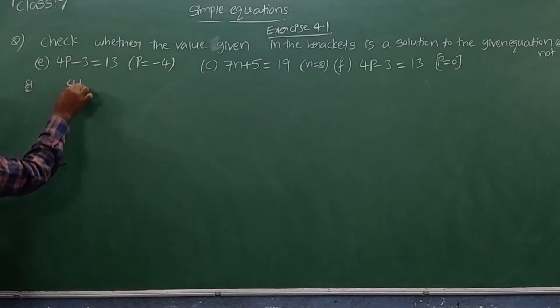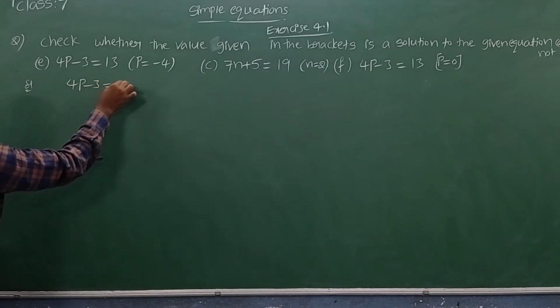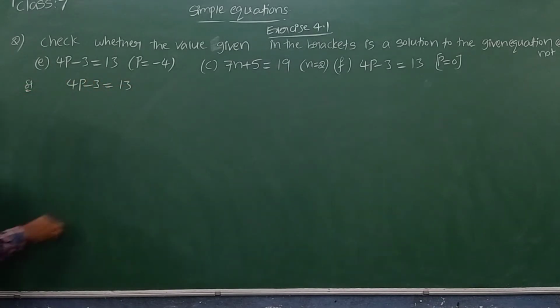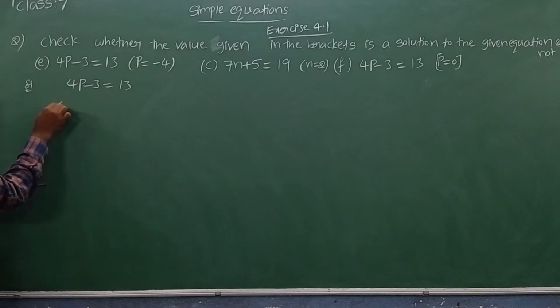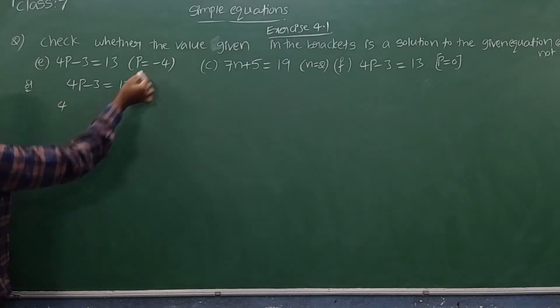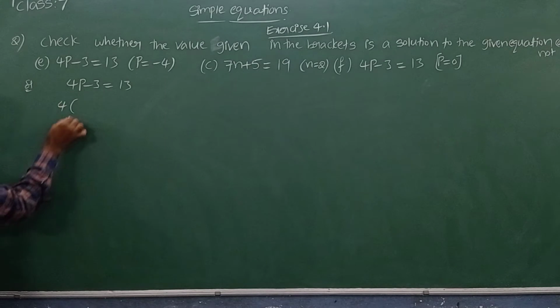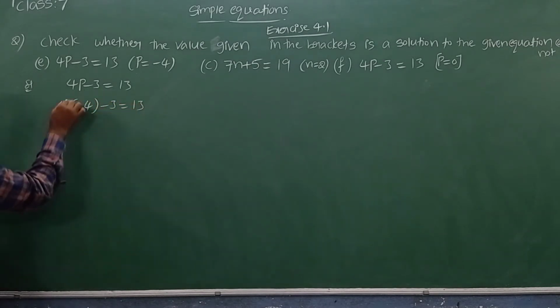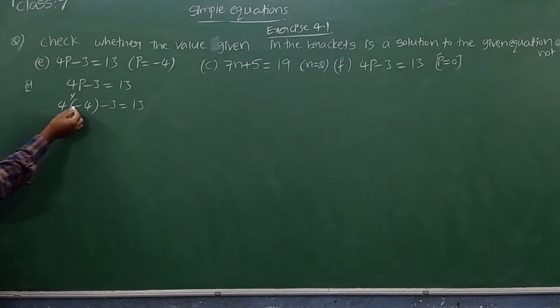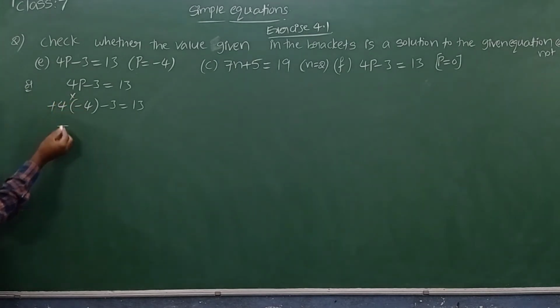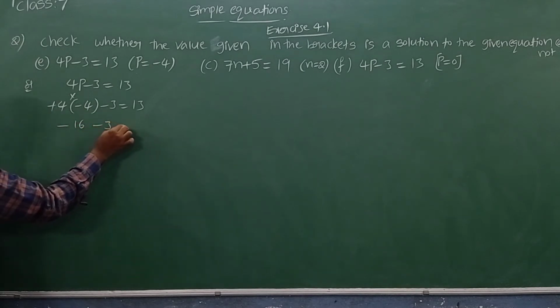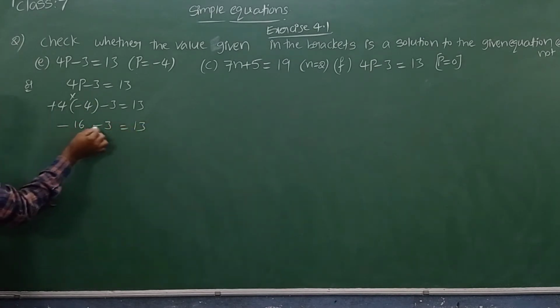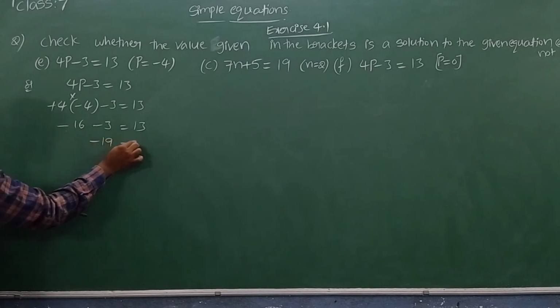So what is given? 4p minus 3 is equal to 13. Now in the place of p, we have to substitute minus 4. In the place of p, write in brackets minus 4, minus 3 is equal to 13. Bracket means multiplication, so first we multiply the signs. Plus into minus is minus. 4 into 4, 4 4s are 16, minus 3 is equal to 13. Minus 16 minus 3 is minus 19, is equal to 13.